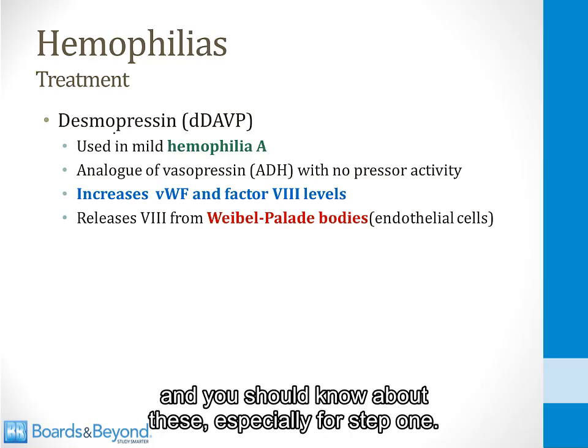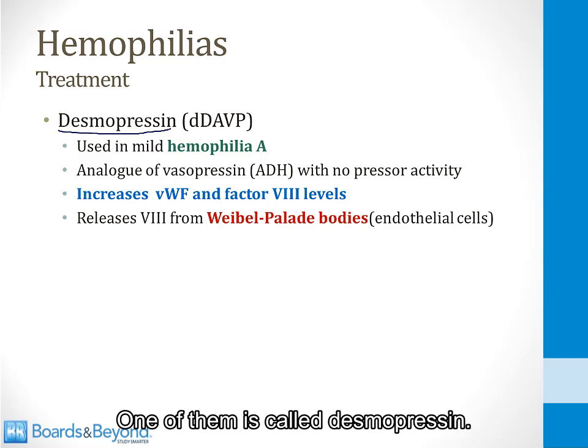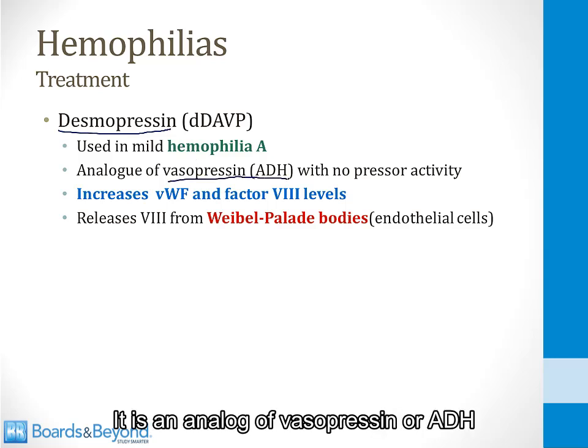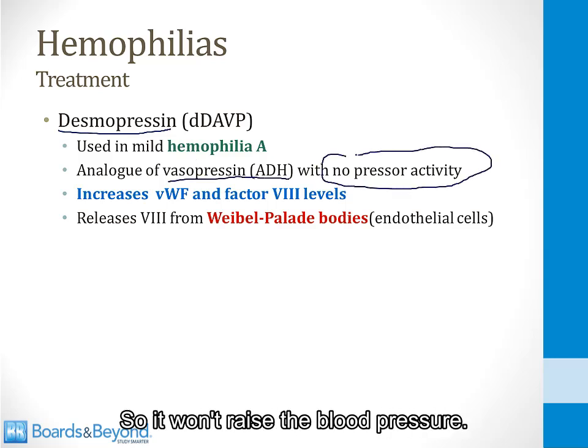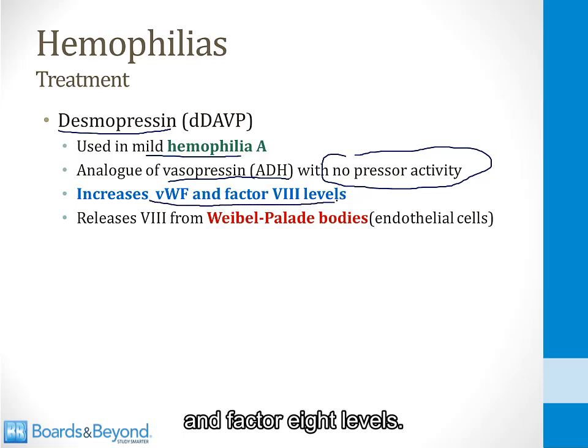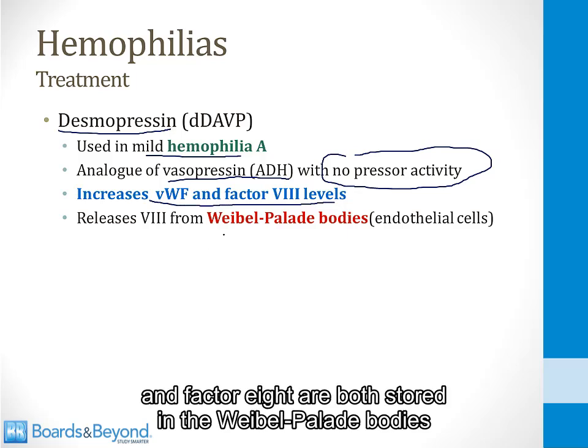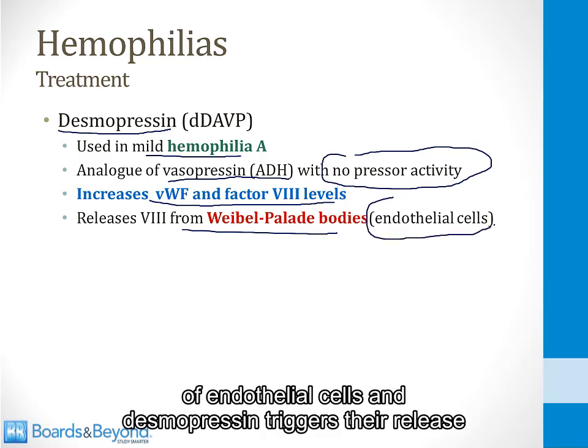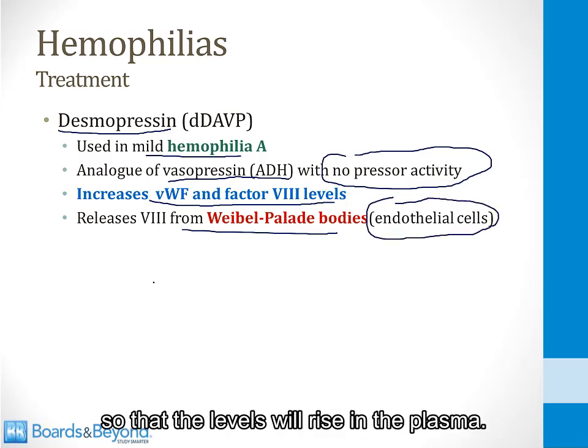There are some other treatments that can sometimes be used, and you should know about these, especially for step 1. One of them is called desmopressin. It is an analog of vasopressin or ADH, but it has no pressor activity, so it won't raise the blood pressure. It can be used in mild hemophilia A, and the reason is because it increases von Willebrand factor and factor 8 level. Von Willebrand factor and factor 8 are both stored in the Weibel-Palade bodies of endothelial cells, and desmopressin triggers their release so that the levels will rise in the plasma.